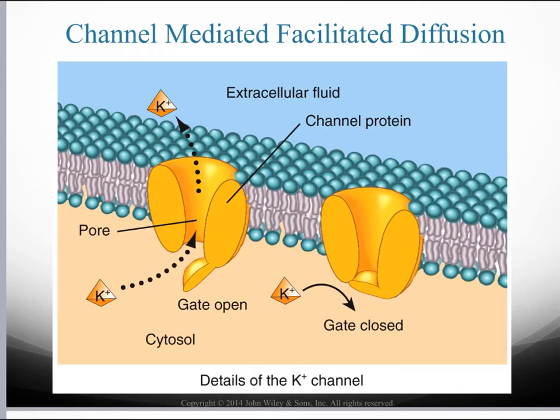We can look at channel-mediated facilitated diffusion. This channel is called a ball and chain. So what's happening? The gate is open and potassium is able to move out. When the gate is closed, potassium is not allowed to move out of the cell into the extracellular fluid. So what determines if this gate is open and closed? It's charge. It's all about charge. So by depolarizing a cell, making it more positive, will allow this gate to open and move potassium out.